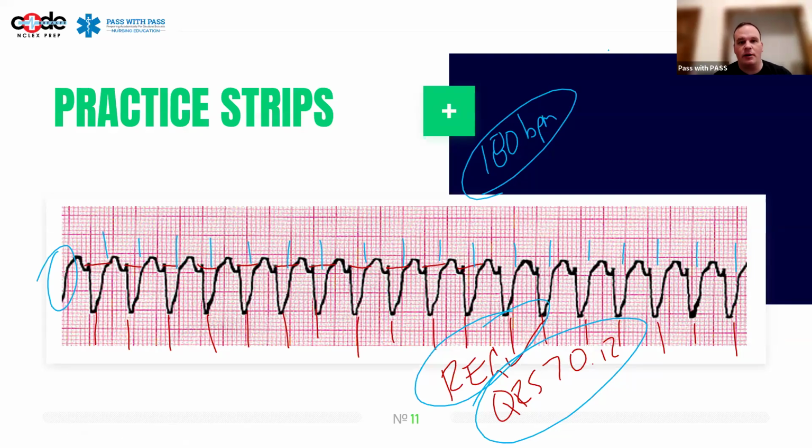Okay. Any questions from you all online thus far about the interpretation of SVT, the interpretation of VTAC, or the interpretation of Afib with RVR? I'll give you a second to respond or not respond, and then we'll move forward. All right. So we're going to keep moving along here.